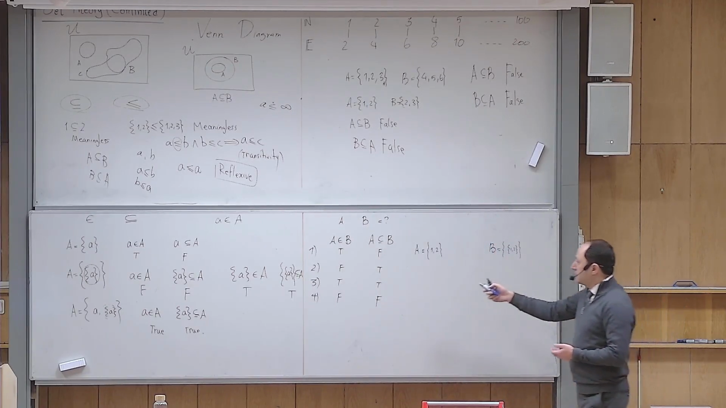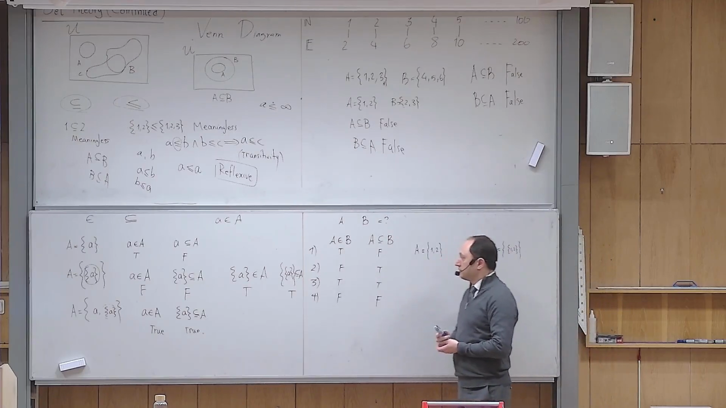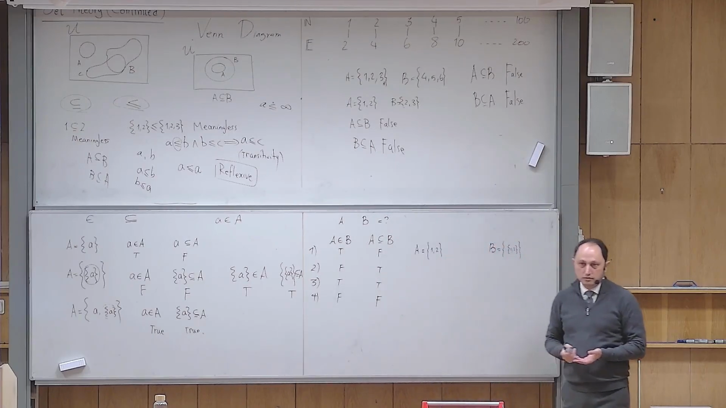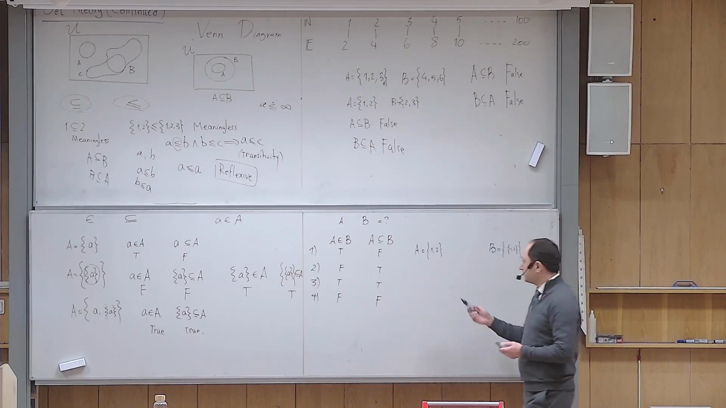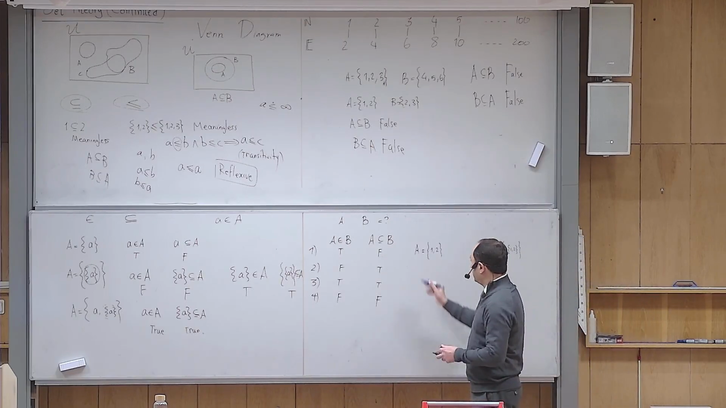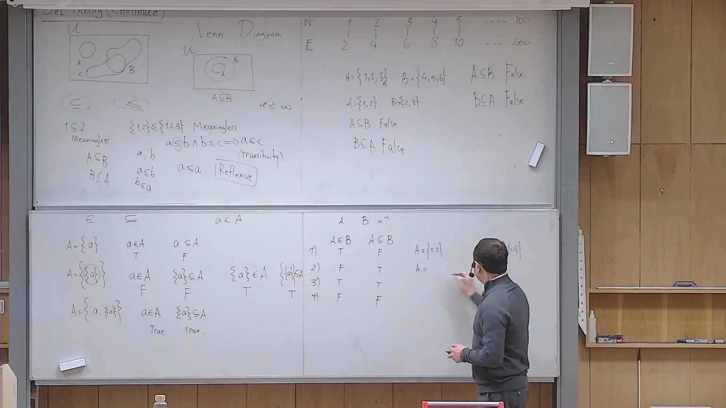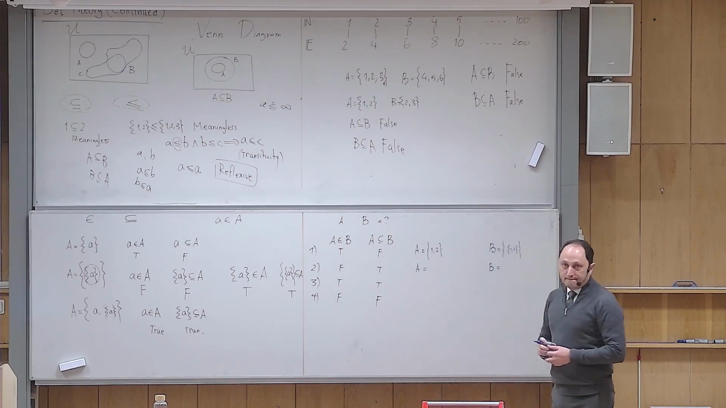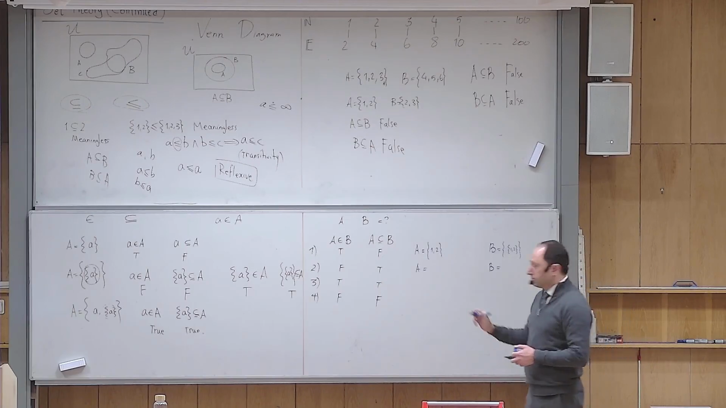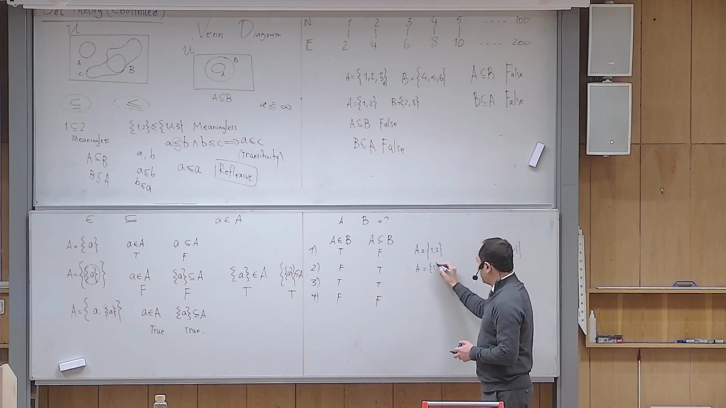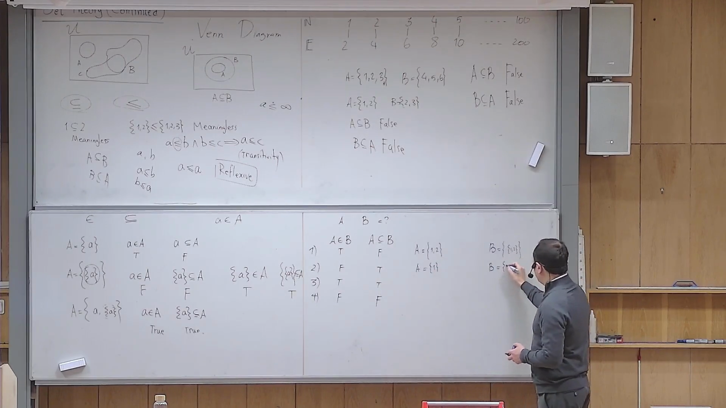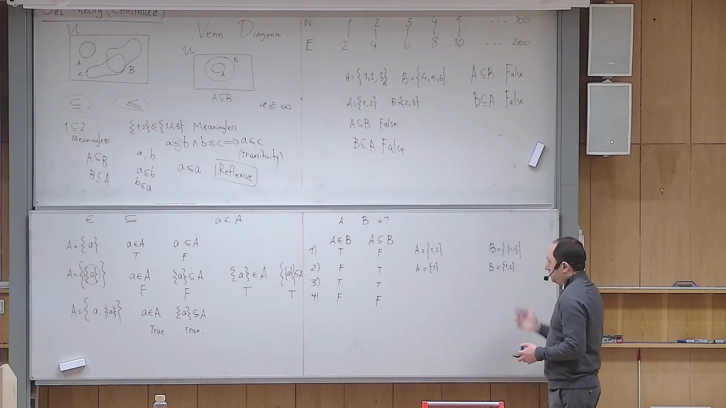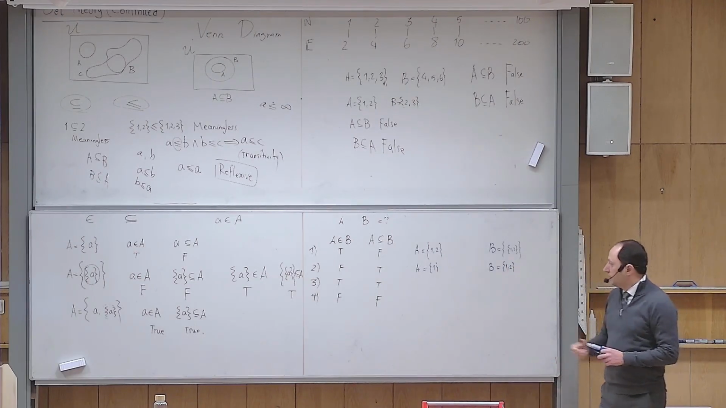Okay, give me an example for which the first one is false, the second one is true. That's simple, yes? Give me an example. Yeah, make the example as simple as possible, okay? A is 1, B is 1 and 2. You mean curly brackets 1 and then curly brackets 1 and 2? Yeah, that's the standard example.